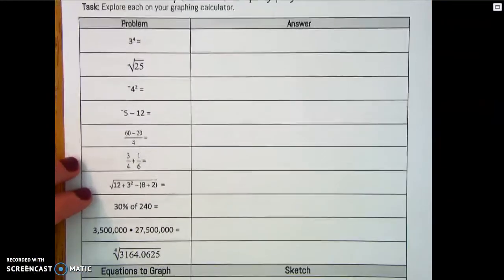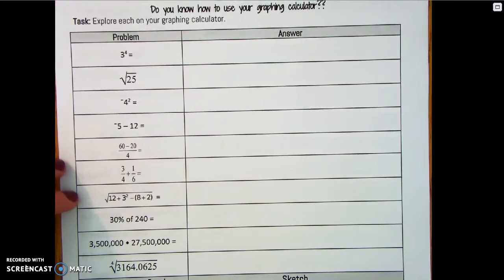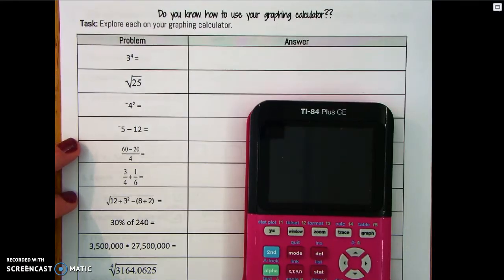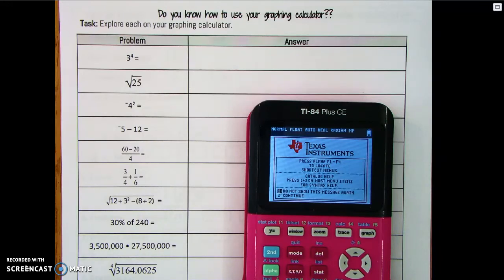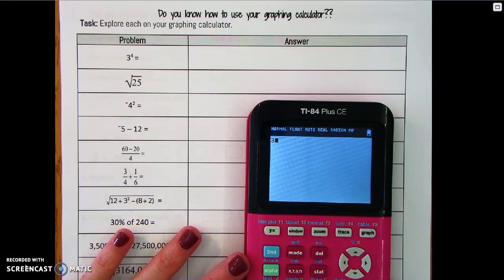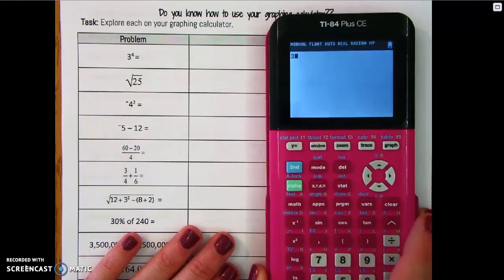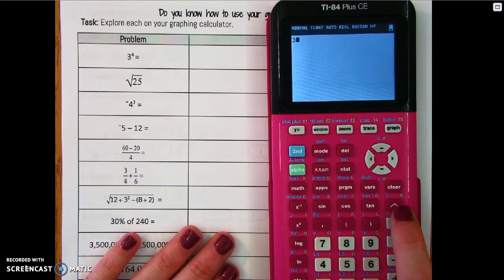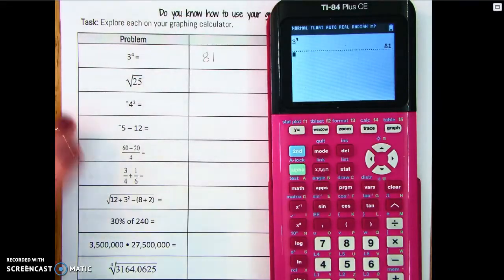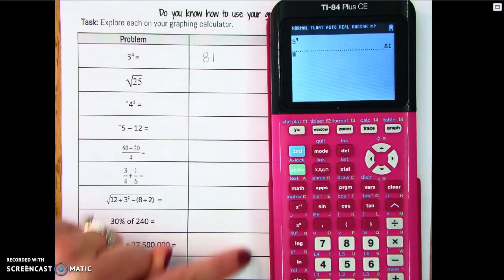All right, let's talk about the other side of this sheet where you tried to solve these problems using your graphing calculator. So the first one is 3 to the 4th power. Just a reminder to do exponents: we type in the base, which is 3, then use this caret button, the little up arrow, type in your exponent, press enter, and 3 to the 4th power is 81.